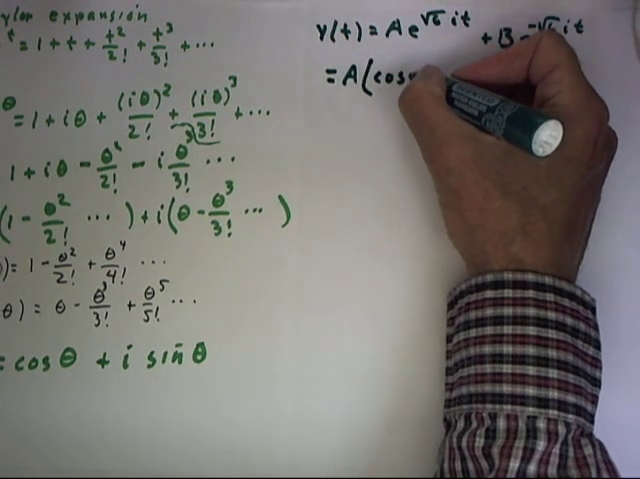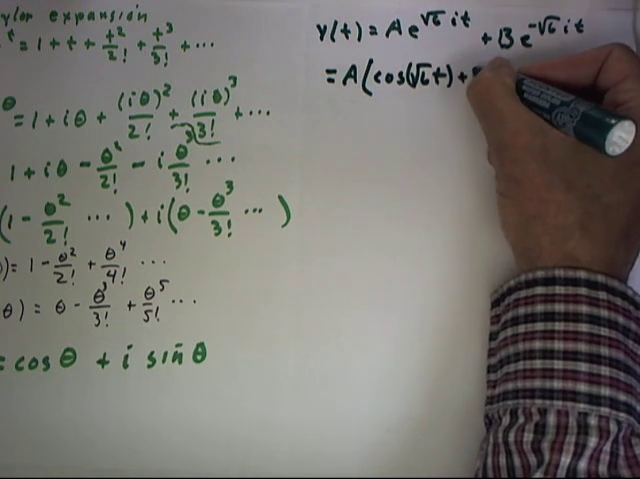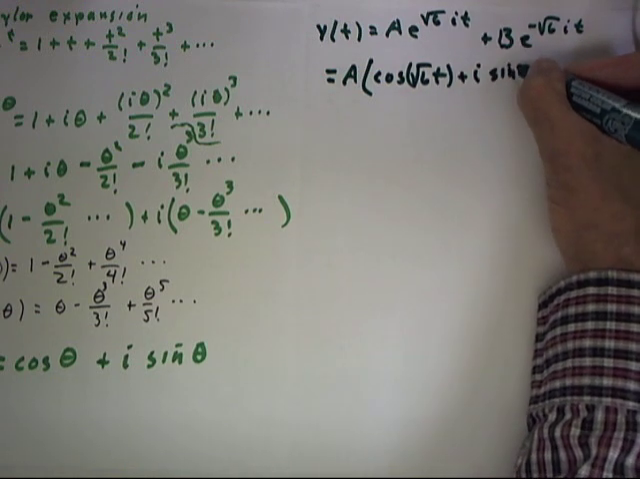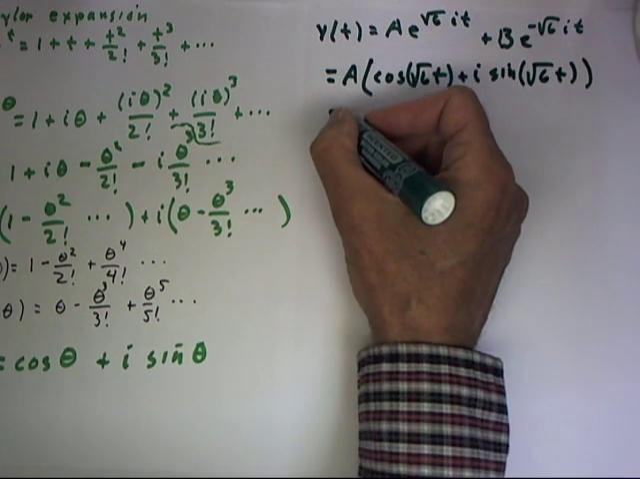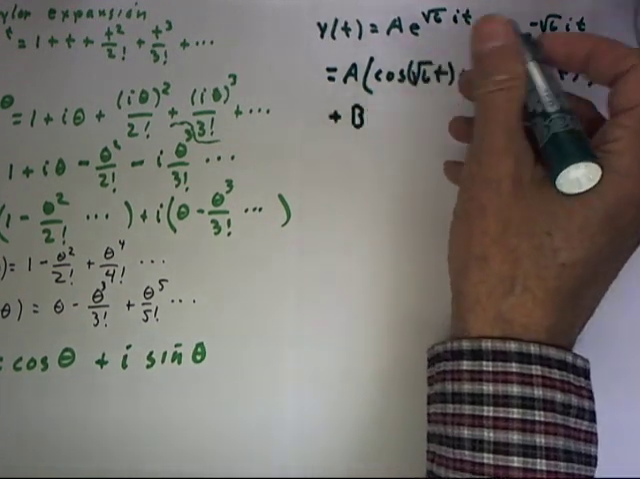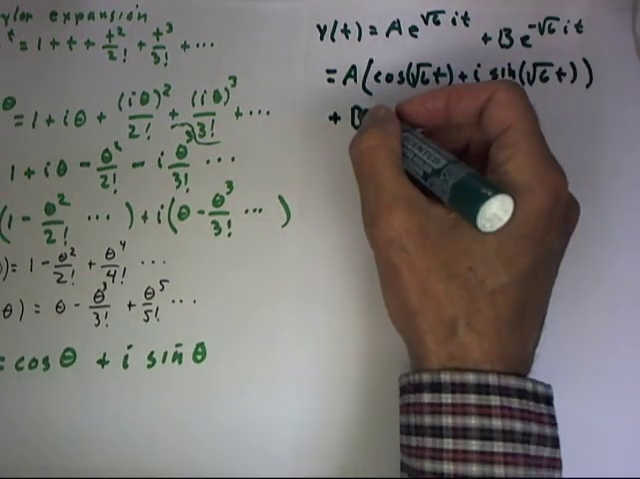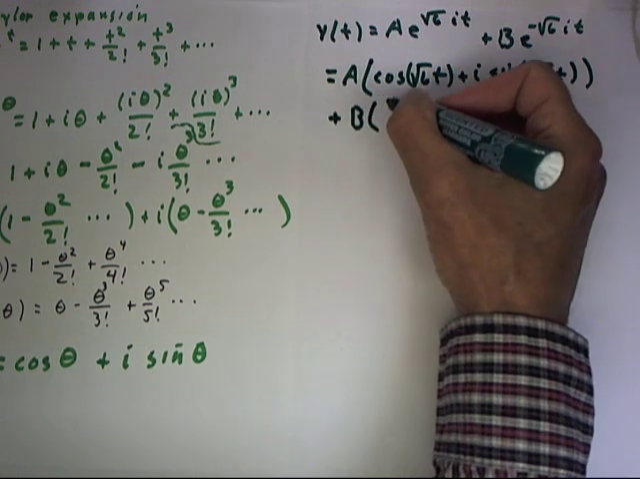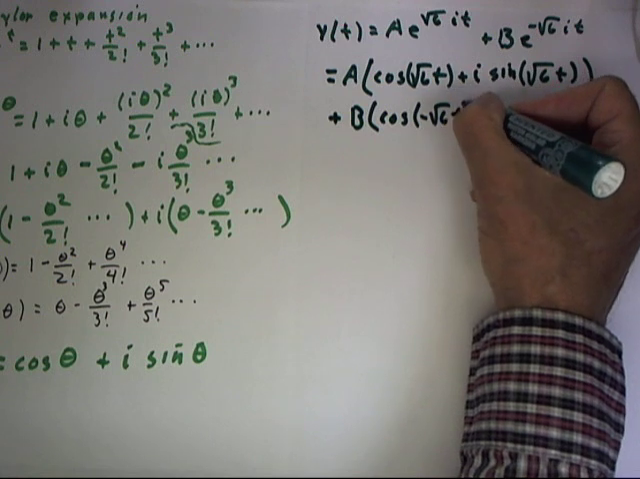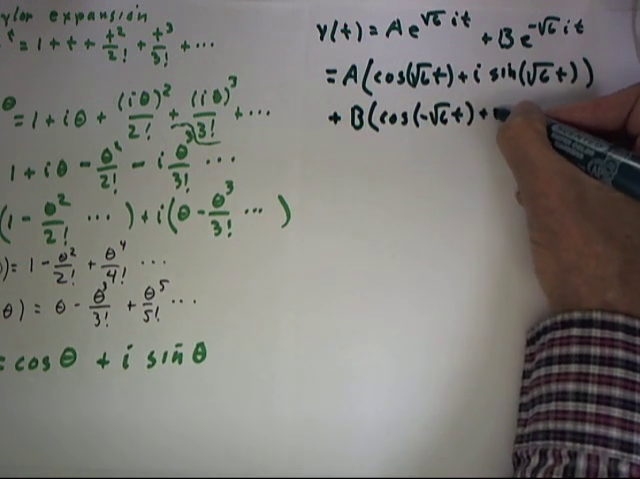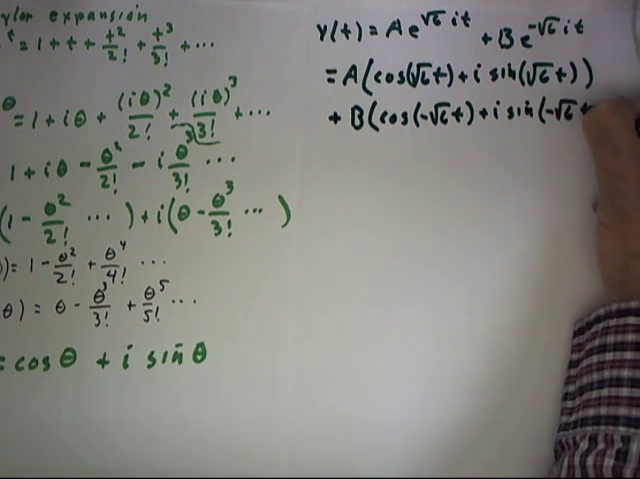It tells us that e to the square root of 6 it is going to be the cosine of the square root of 6t plus i sine of the square root of 6t. And b e to the negative square root of 6 it is going to be b multiplied by the cosine of negative square root of 6t plus i times the sine of negative square root of 6t.